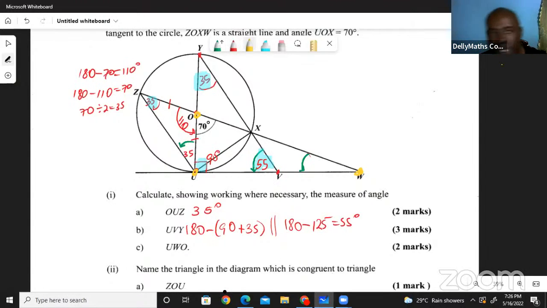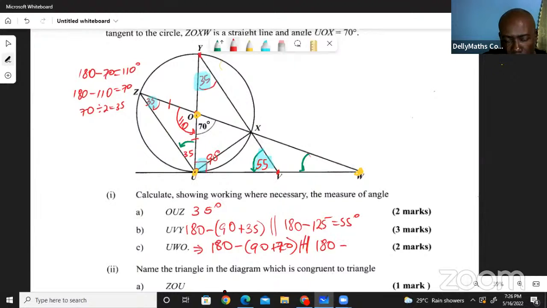I'm waiting for somebody to post it, but this third angle is going to be 180 degrees subtract the sum of what we know inside that triangle. This is 70. All right, so let's go again. It's 180 minus 160, and your answer is 20 degrees right there. So you see your 20 degrees coming out right there. Very good, Chopper. So we're getting that.